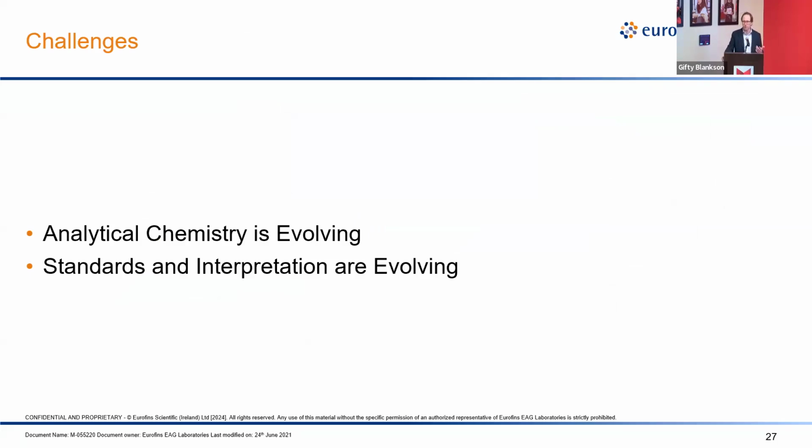First one is that analytical chemistry is evolving, right? So the techniques for doing this stuff did not just stop developing when we started doing this. They continue to have their development and new instrumental techniques. FDA sees this and they expect people to apply it, right? The other one is that the standards and interpretation are evolving. And I'll get into that. It's amazing how complicated that can be, but we'll talk about that when we get to that slide.